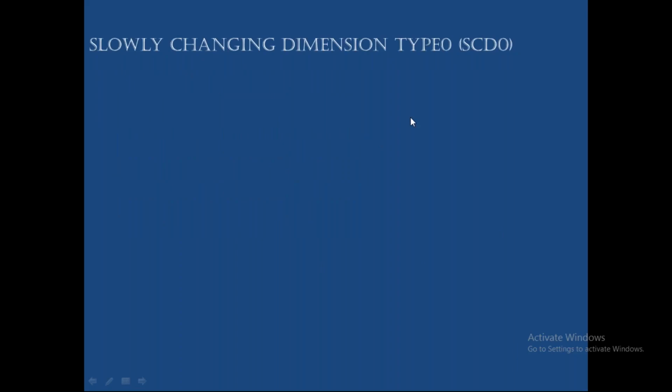Slowly changing dimension type 0. No changes, the dimensions never change, as we discussed earlier. Why am I repeating this theory again, even though I covered it in the previous session? The reason is, in interviews people will ask what is the difference between SCD1 and SCD2, and how to implement SCD1 and SCD2. You should understand the difference and how to implement them. This is a 99% interview question, and this is what you are mostly going to do in real time.